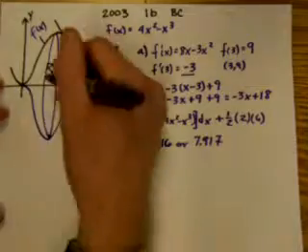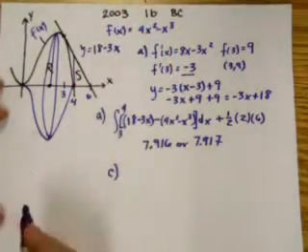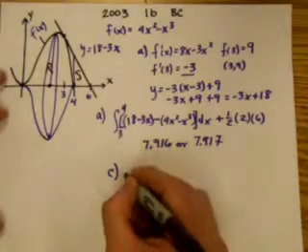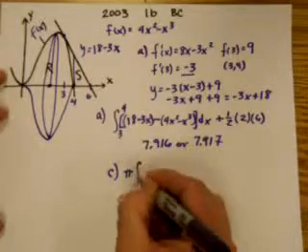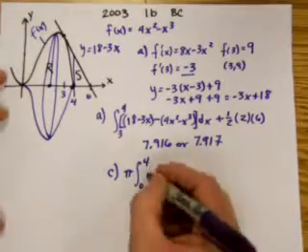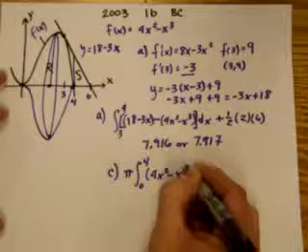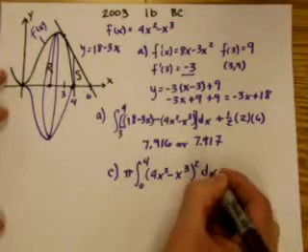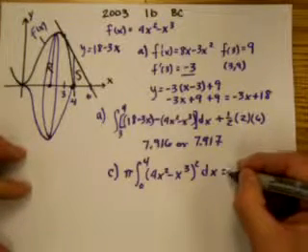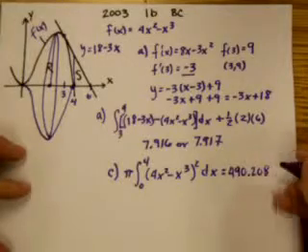Each cross-section is a circle with radius from the x-axis to the line f of x. So you're going to go pi times the integral from 0 to 4, where it hits, of the radius squared dx. That should get you 490.208.